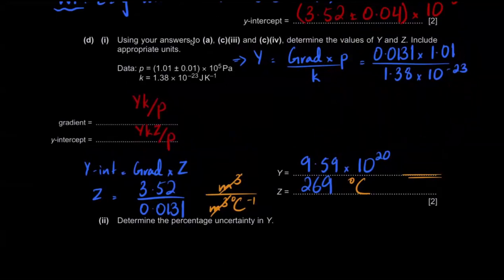So as I just wrote down, for Z, the units of the gradient are units of Y over units of X, which is meter cube per degree Celsius, right? Units for P are given as pascals, and units for K are given as joules per Kelvin. So right now I feel like all the units are all over the place.